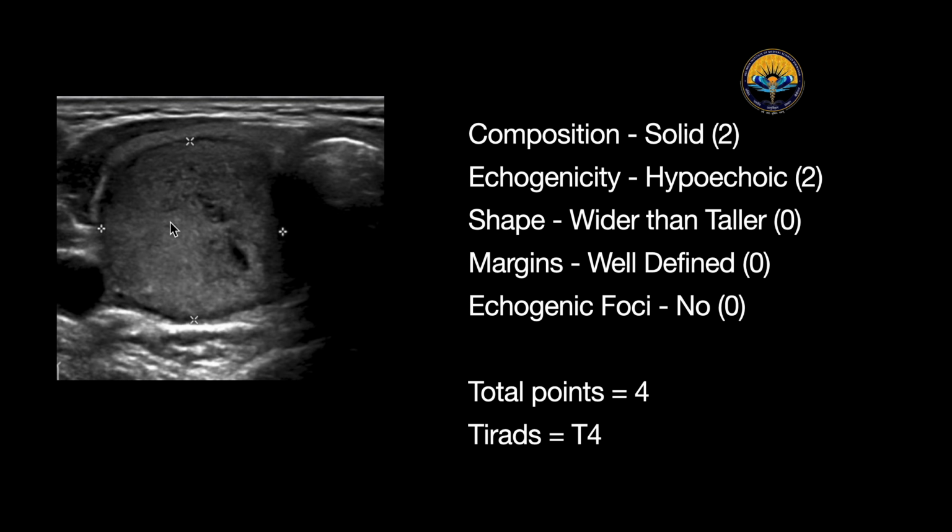So this was a hypoechoic lesion, and the shape was normal. Margins were smooth or well defined, and there was no echogenic foci seen within it. So the points which we gave were 2 for solid and 2 for hypoechoic. This was a total of 4 points, and this was a TI-RADS 4 lesion. So 3 points is TI-RADS 3, 4 to 6 points is TI-RADS 4, and 7 or more points is TI-RADS 5. So this is a TI-RADS 4 lesion.